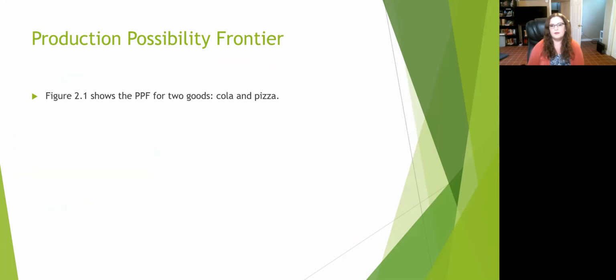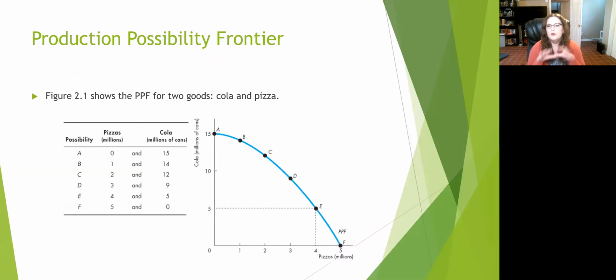All right. So what does a production possibility frontier look like? Let me break down these essential parts. We see on the left that we have a table with six distinct possibilities, so six different sets of goods that we could be producing. And on the right, we have a graph that shows this, right?